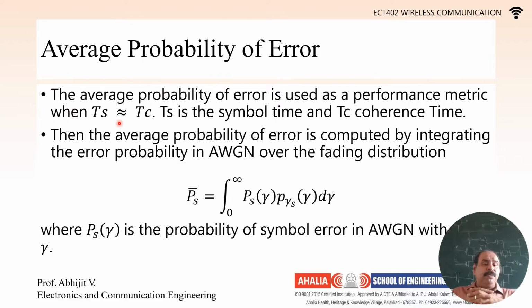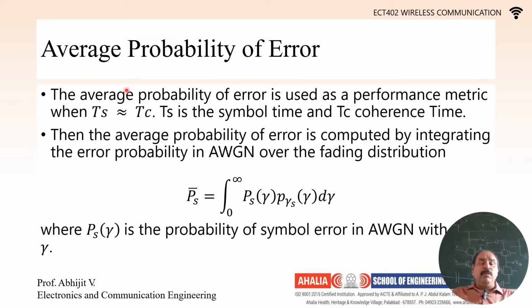Average probability of error. The average probability of error is used as the performance metric. Do you remember what are the other performance metrics that we use to measure the efficiency of a channel other than the probability of error? We have discussed this in the previous sessions.